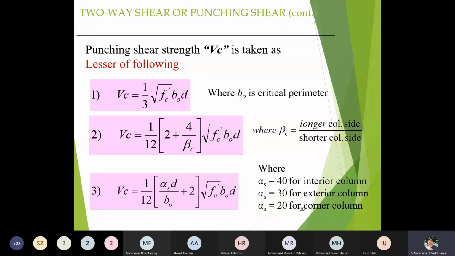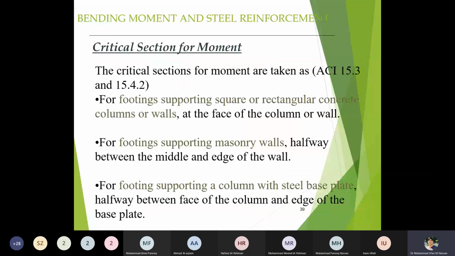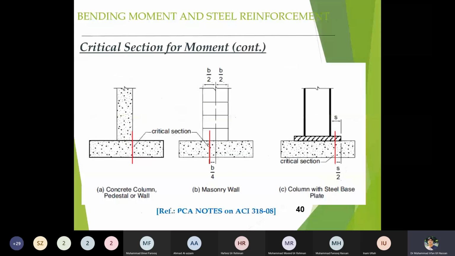Next, the moment computation. First you must know what the critical section for moment is. If an RCC column is made, the critical section will be at the face of the column, and if a masonry wall is made above the footing, the critical section will be the middle of the edge of the wall and the face of the wall. And if a steel base plate is given, then the critical section will be at the face of the base plate and the middle of that. So the edge of the base plate and the middle of that, so S by 4 in that case.